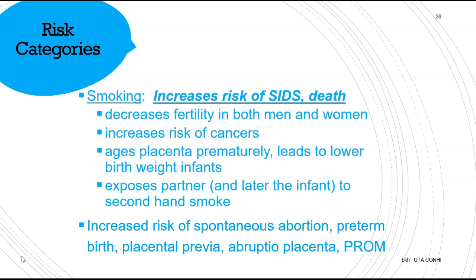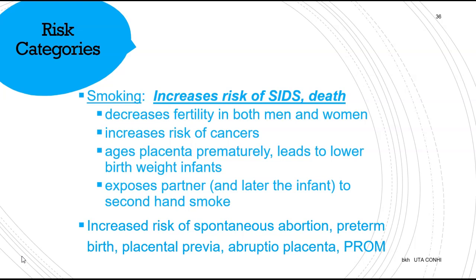It decreases fertility in both men and women. Be very careful how you phrase this around teenagers, because I've made this statement in talking with teenagers and had them go, oh, so if I smoke, I can't get pregnant. No, smoking is not a form of birth control, but it can decrease fertility. It increases the risk of cancers. It does age that placenta prematurely, so that instead of being healthy for 40 weeks, it may wear out before that, and it's not providing the gas exchange throughout that entire later part of the pregnancy.